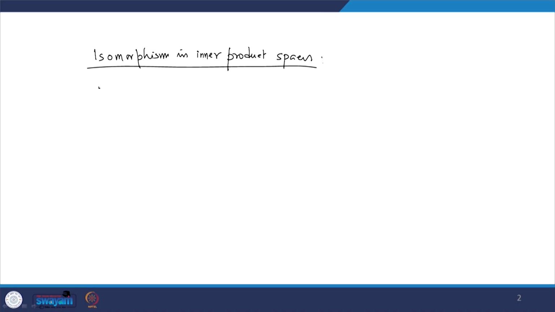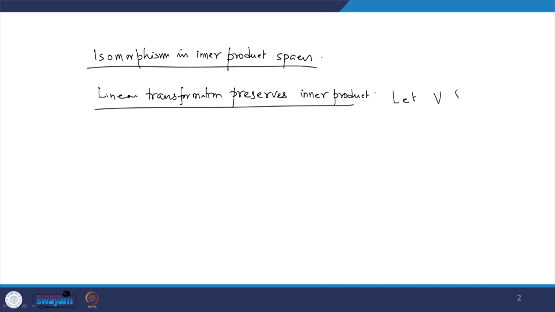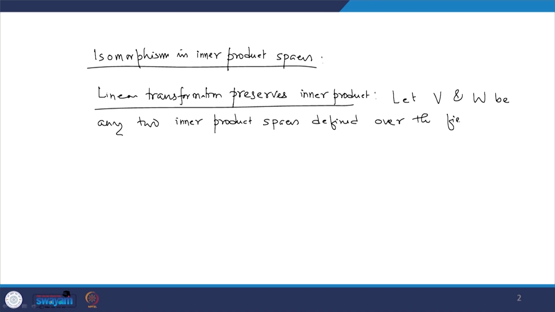So, linear transformation preserves inner product. What is the meaning of this line? Let V and W be any two inner product spaces defined over the field, say capital F, and both the inner product spaces are defined over the same field.